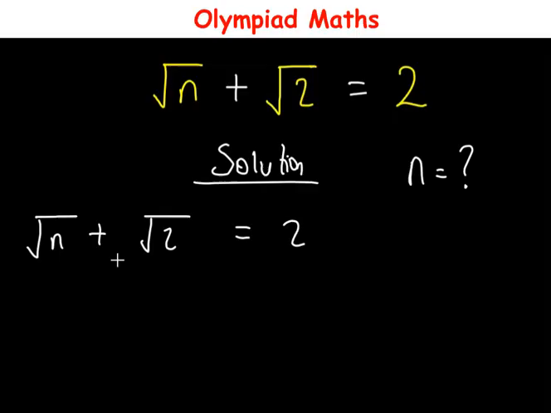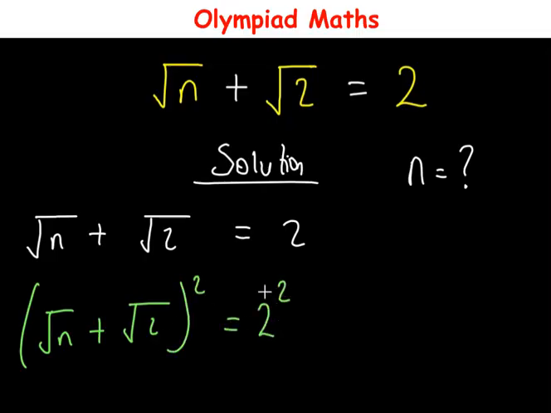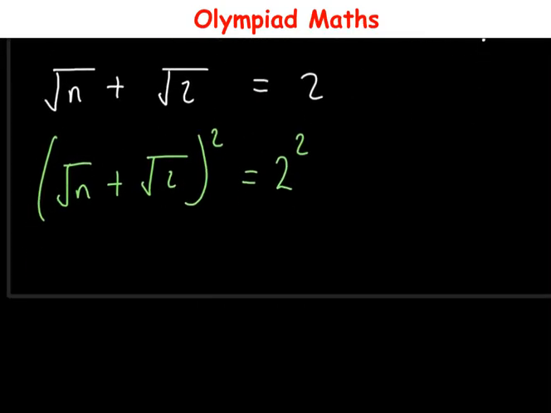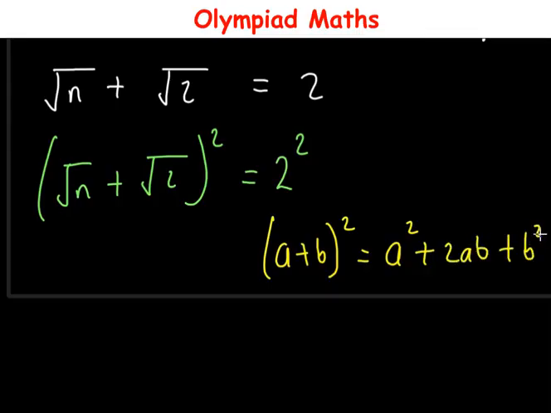Now, the first thing we're going to do is to eliminate the square root from here. And to do so, simply square both sides of the equation such that what we have is, in brackets, square root of n plus square root of 2 all raised to power 2 is equal to 2 raised to power 2. So following this rule, that if you have a plus b all raised to power 2, this equals a squared plus 2ab plus b squared. In this case, we're going to expand this, making use of this.